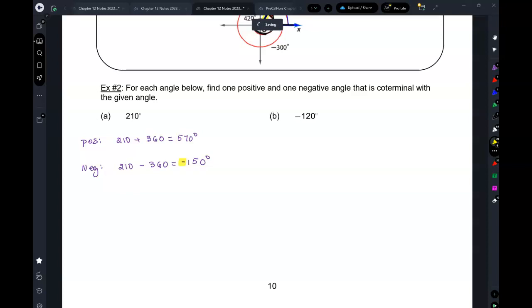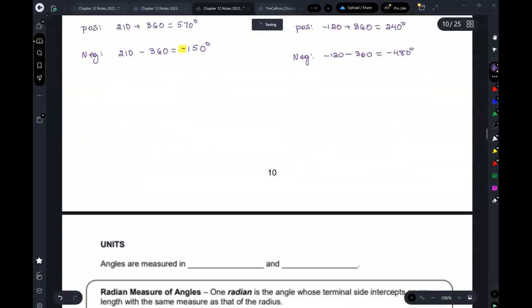Cool. Okay, so here, negative 120. For the positive one, I get negative 120 plus 360. So I get 240. For the negative one, negative 120 minus 360, negative 480. Cool?